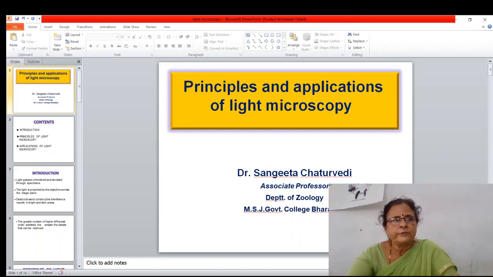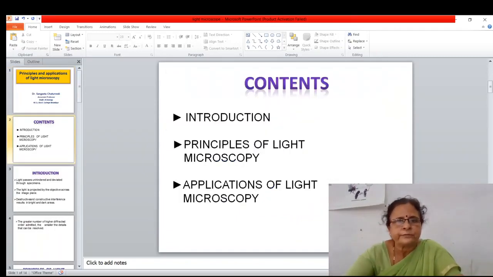There are different types of microscopes. One stream which uses light as the source for magnifying are light microscopes, and the other ones are electron microscopes. Today we will discuss light microscopes.